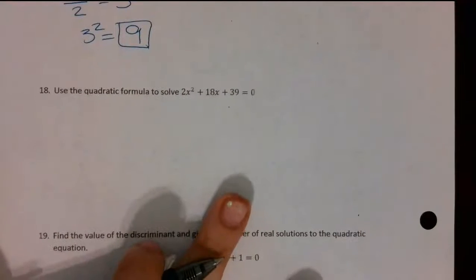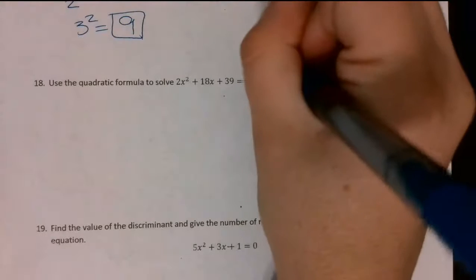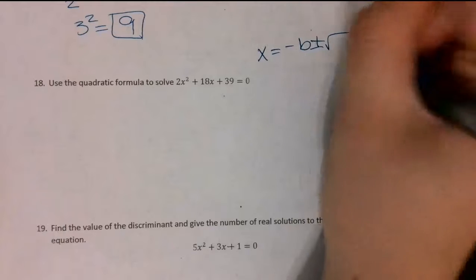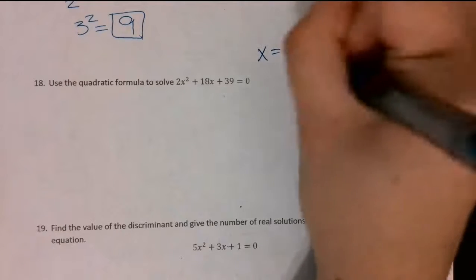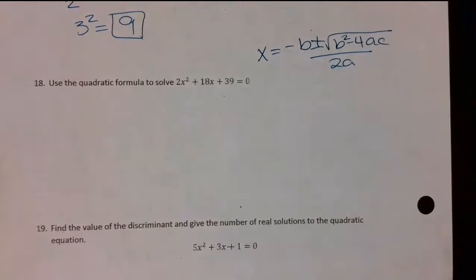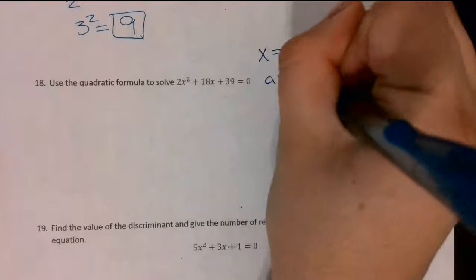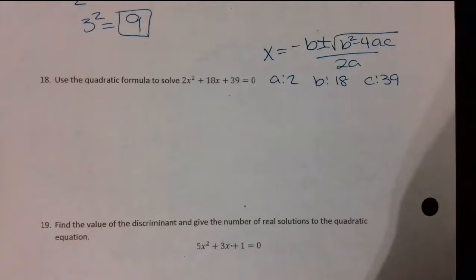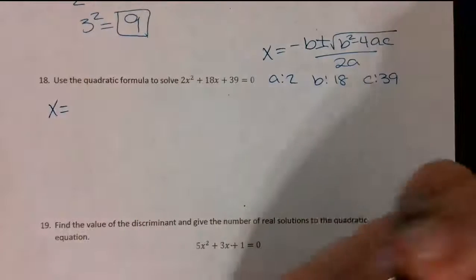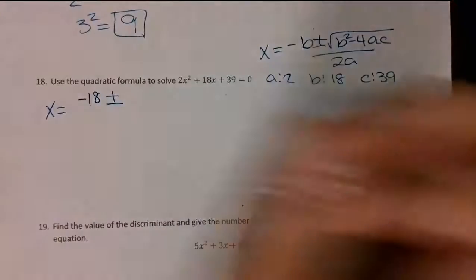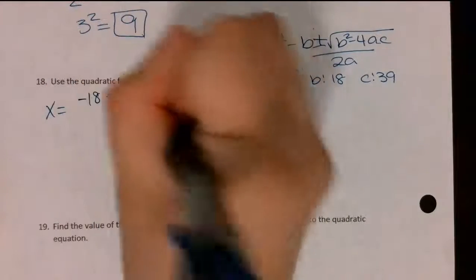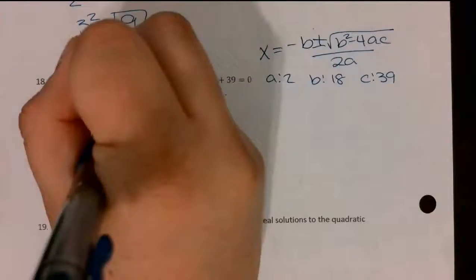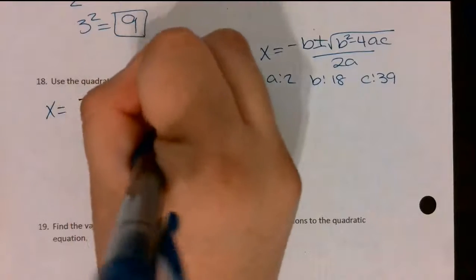Number 18 wants me to use the quadratic formula to solve this. I'm going to rewrite this off to the side so we don't forget what it is. It's x equals negative b plus or minus the square root of b squared minus 4ac over 2a. Okay. Then my a is 2, my b is 18, and my c is 39. I'm going to go ahead and plug those values in. So I get x equals negative 18 plus or minus the square root of 18 squared minus 4 times 2 times 39 over 2 times 2.